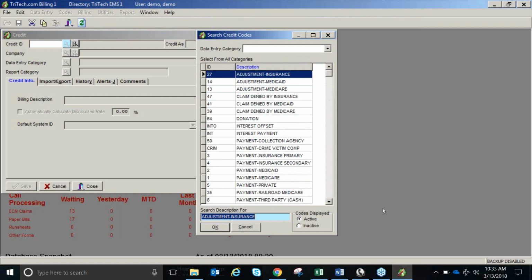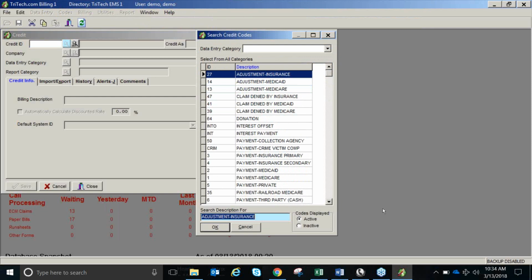We would have an adjustment for those insurance companies that are considered commercial payers. We would have adjustments for those Medicaid payers, and we would have adjustments for Medicare. So we have 3 distinguished adjustments. We also have some denials, and as you can see in this database, they all start with claim denied by. Again, claim denied by commercial insurance or insurance, claim denied by Medicaid, and claim denied by Medicare.